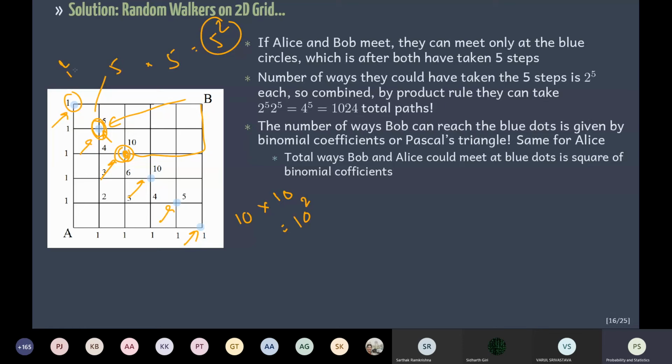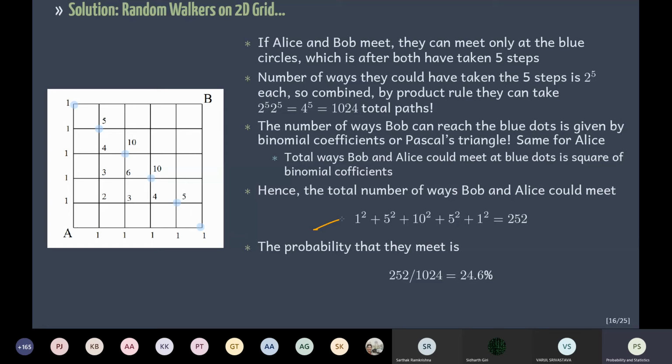So the number of ways is 1 squared times 1 squared, and then this is 5 squared times 5 squared, this is 10 squared times 10 squared, this is 10 squared times 10 squared, this is 5 squared times 5 squared, and this is 1 squared times 1 squared, and any of the diagonal points is okay for us. Remember the sum rule: any of the objects is okay for us, type A or type B, then we sum over this. So the sum rule is also coming into the picture. So this is how they will be meeting, right? These are the ways they can meet, and this comes to 252.